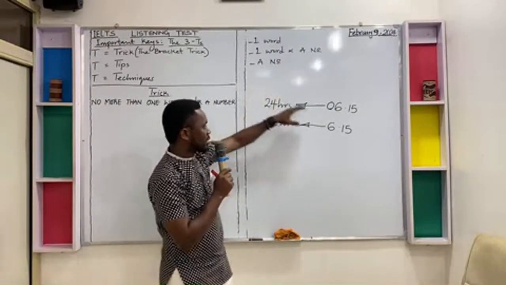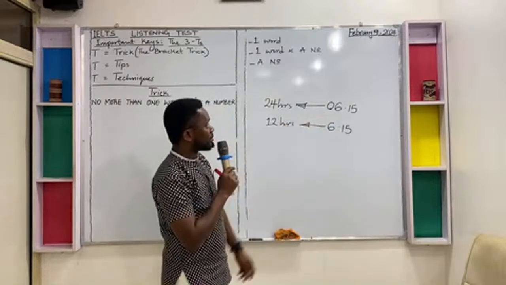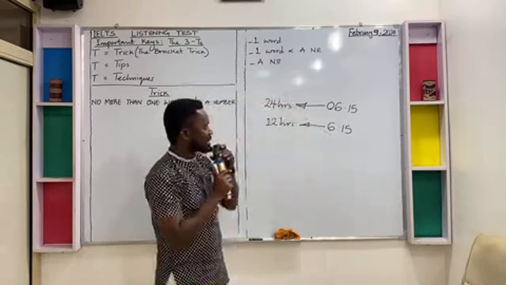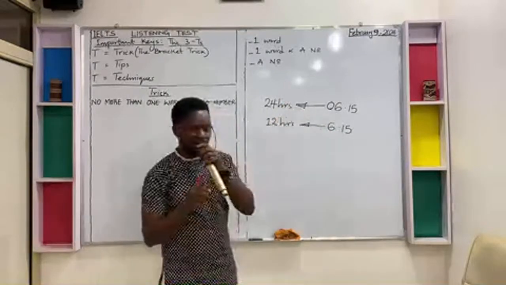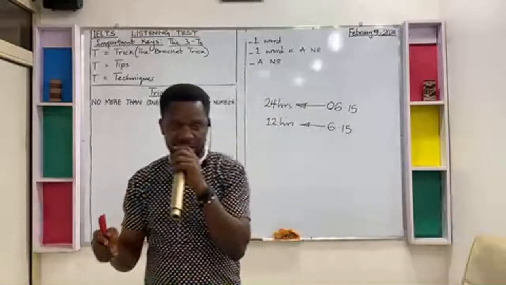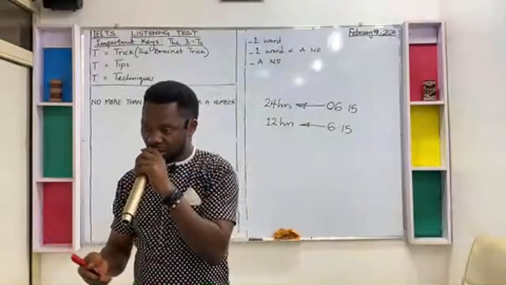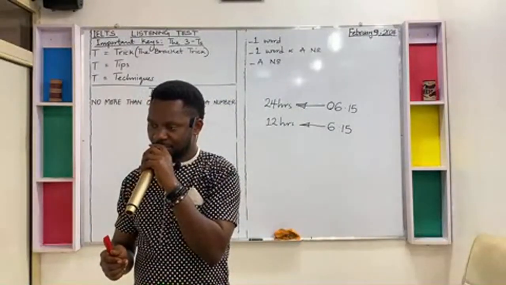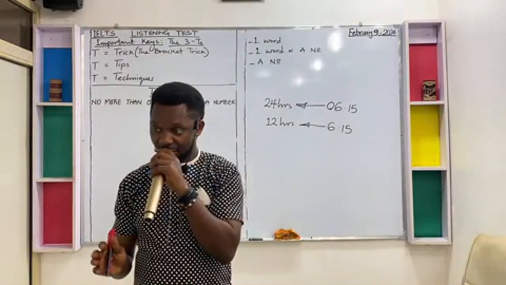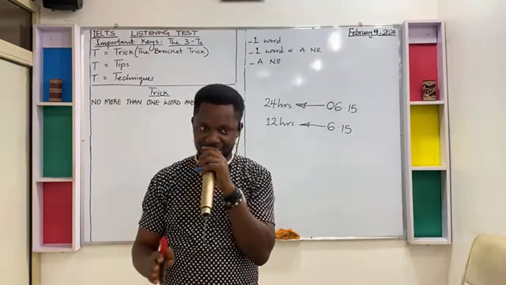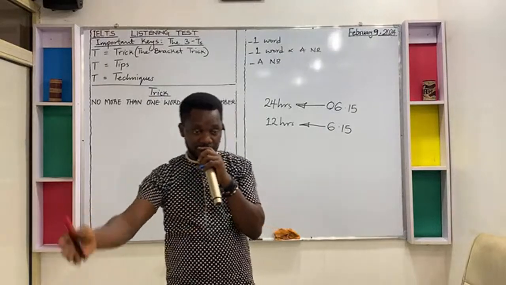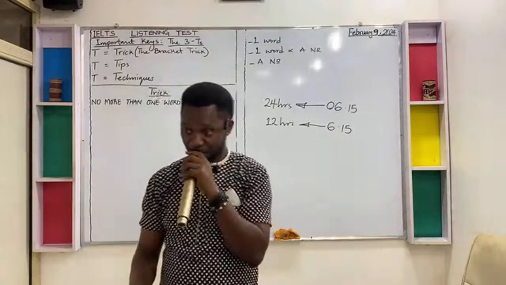This is a 24 hours format of reading time, and this is a 12 hours format of reading time. Now the difference is this. In 24 hours format, you have 06.15. What time of the day does it represent? Morning. Sure? Yes. Final answer. She has given us morning, and I believe that's your final answer, right?